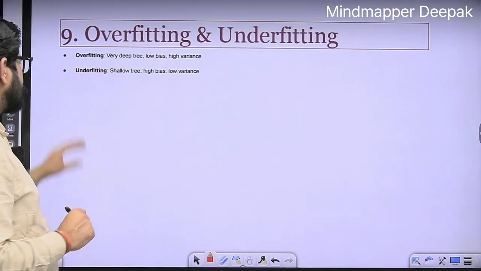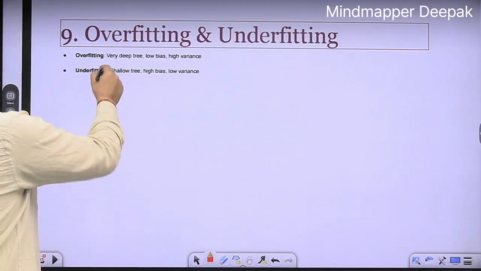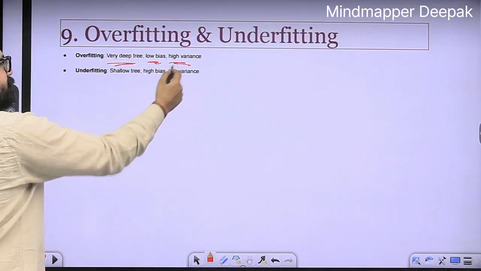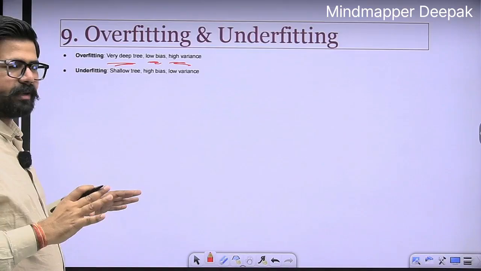If you found overfitting in your tree, that means a very deep tree will be there, low bias will be there, high variance will be there. Sometimes in the theoretical part they can use this.